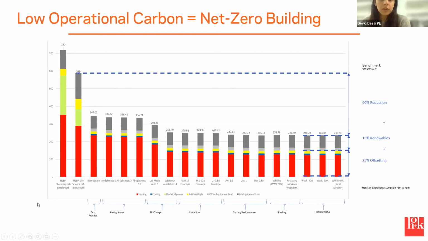I'm not going to go into this one in great detail, but it shows how our sustainability team went through many iterations of energy modeling and whittled away at the operational energy use of this facility in the concept phase. You can see the steps were air tightness, air change, insulation, glazing performance, shading, and glazing ratio. It was done sequentially. That being said, there is a certain amount that could not be covered, so it would still require a 25% offset to get to net zero.